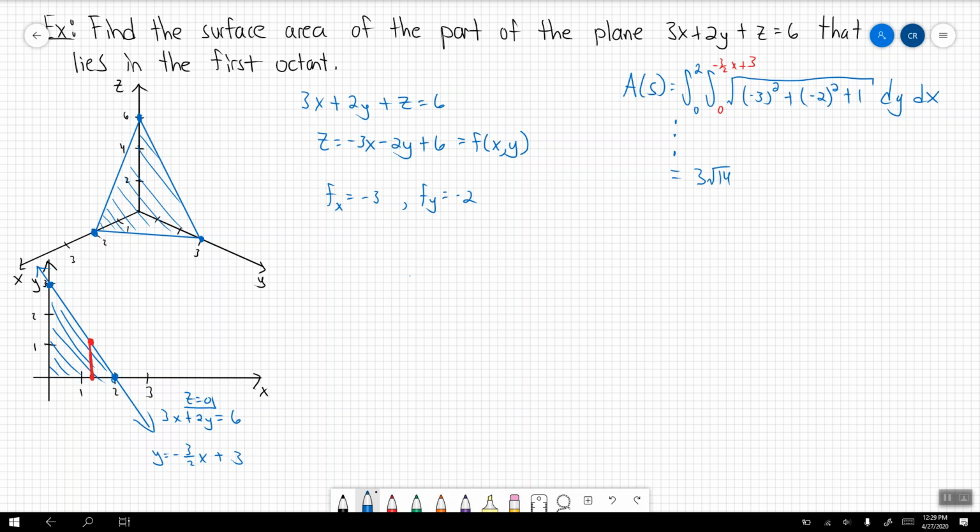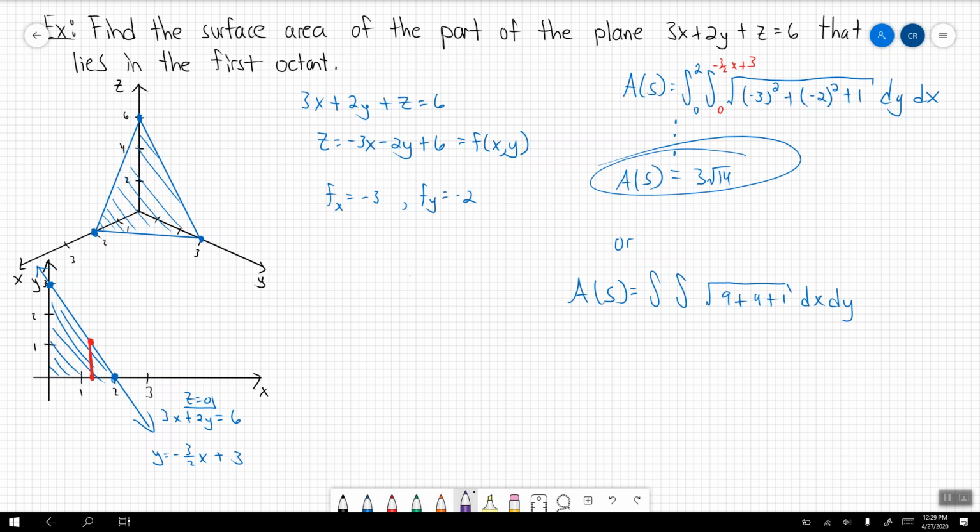Now, what if you did not set up with vertical heights first? Let's go ahead and look at that integral, and see if we could set it up the other way. This is still going to be 9 plus 4 plus 1, so that's still going to be 13. And I want to do dx dy first.